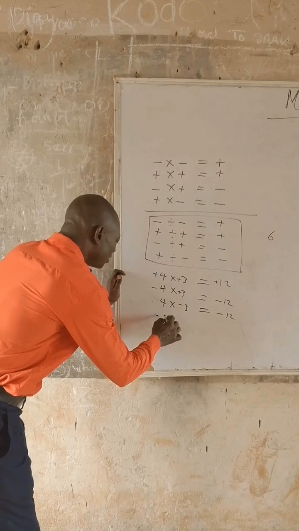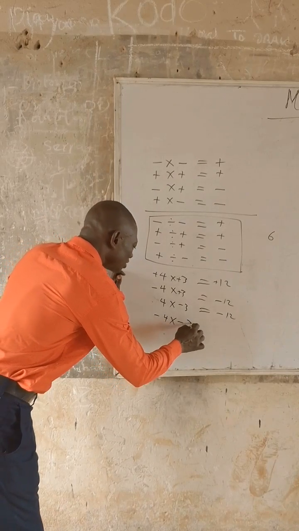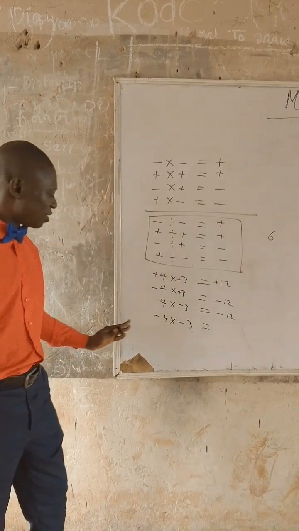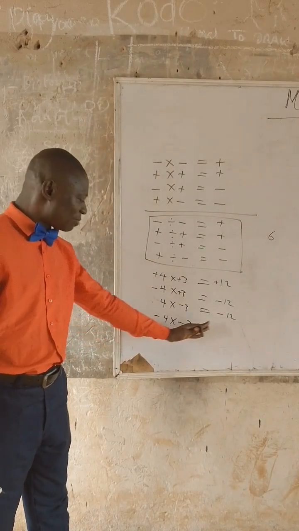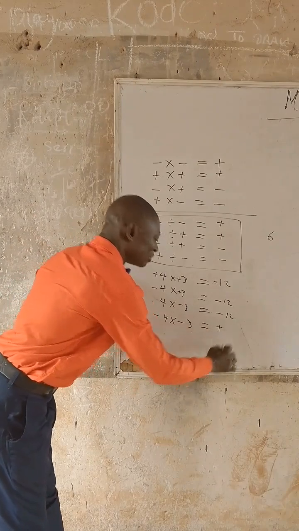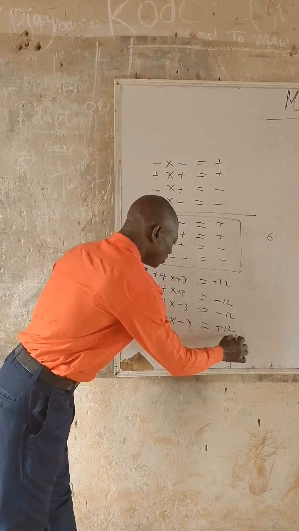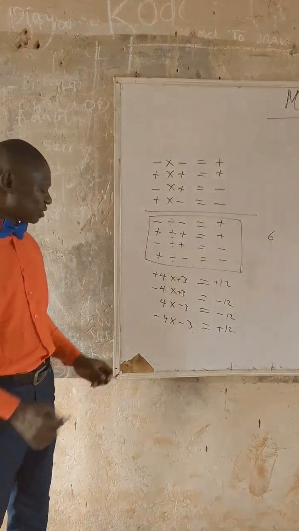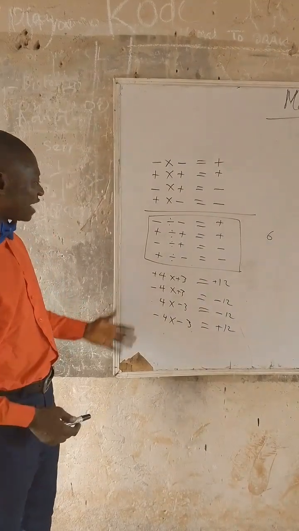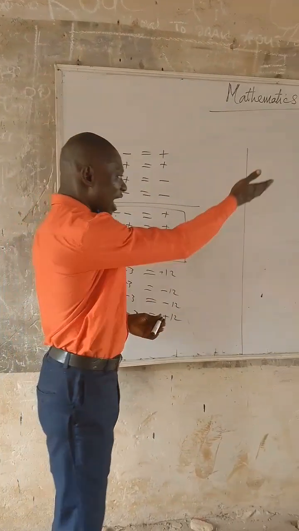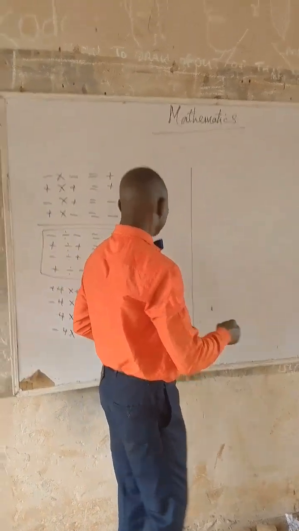And then minus 4 times minus 3 will give us what? Minus times minus will give you plus, and so the answer must have a positive sign. Then 4 times 3 will give you 12, which is plus 12. So, if we are going to divide, the same thing is applicable.